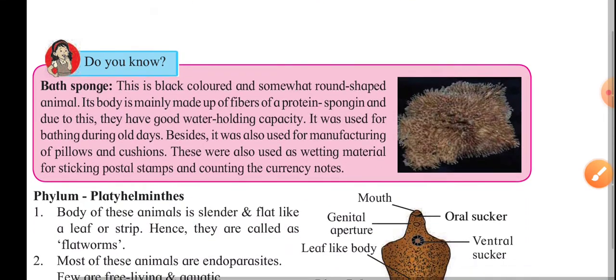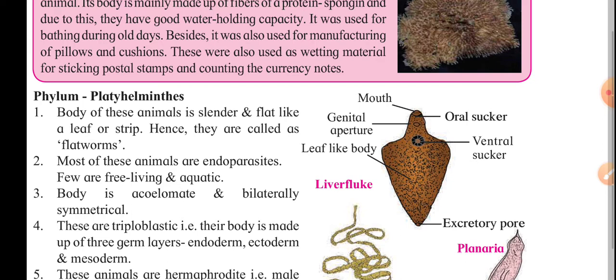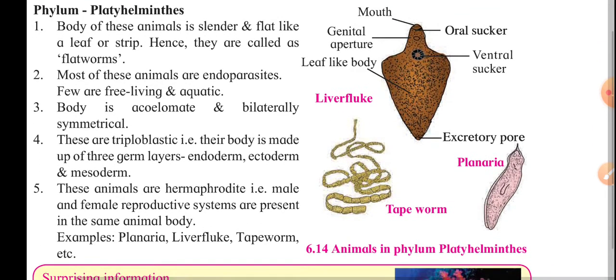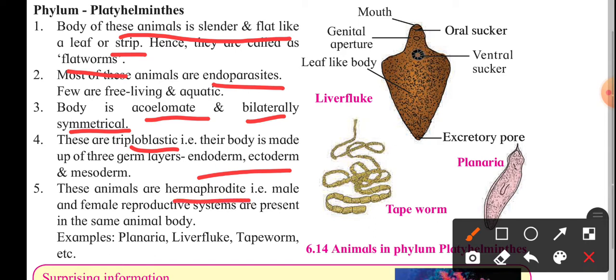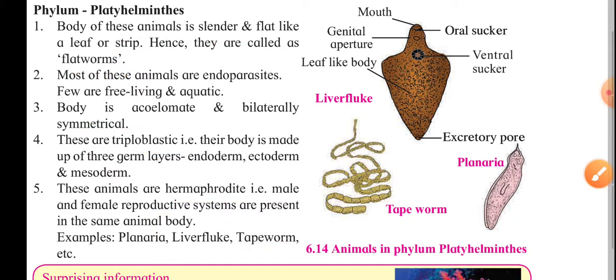The next we have to study is the phylum Platyhelminthes. In Platyhelminthes, the animal is slender and flat like a leaf or a strip, hence they are called flatworms. Most of these animals are endoparasites. A few are free living and aquatic. The body is acoelomate and bilaterally symmetrical. These are triploblastic. Their body is made up of three germ layers, that is endoderm, ectoderm, and mesoderm. These animals are hermaphrodite, that is, male and female reproductive systems are present in the same animal body, means both genders are present in the same body. Examples are planaria, liver fluke, and tapeworm; these are all examples for the phylum Platyhelminthes.